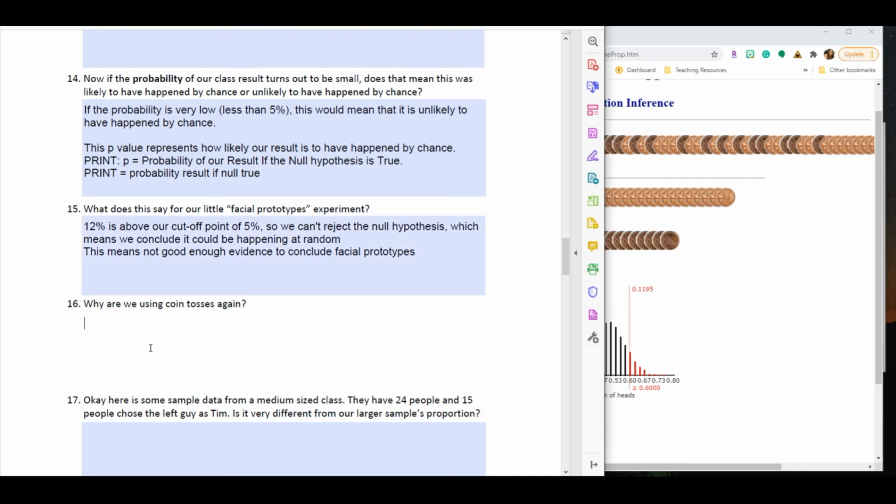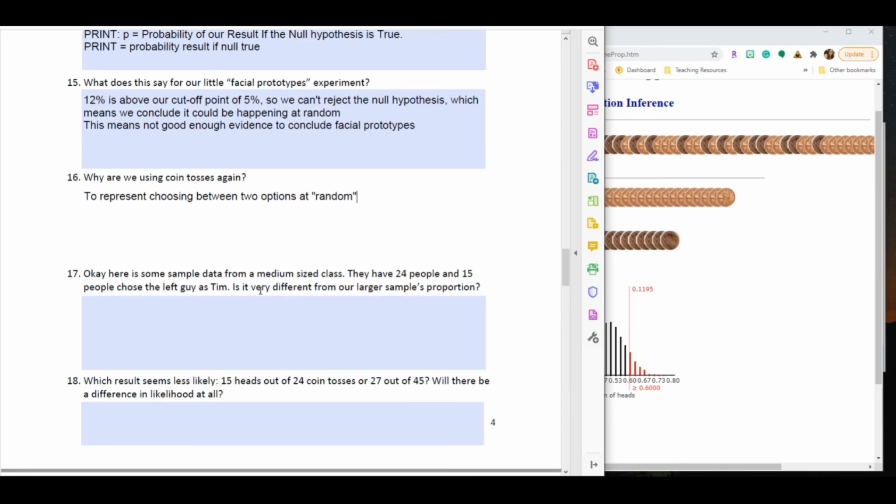Again, why are we using coin tosses? Just as a little revision, to represent choosing between two options at random, right? We wanted to make sure we're choosing fairly, not being influenced by invisible stuff in our brains. A way to do that is to toss a coin. If it's heads, choose the guy on the left. If it's tails, choose the guy on the right. That's why we're using this coin toss simulation. That's what we're simulating.